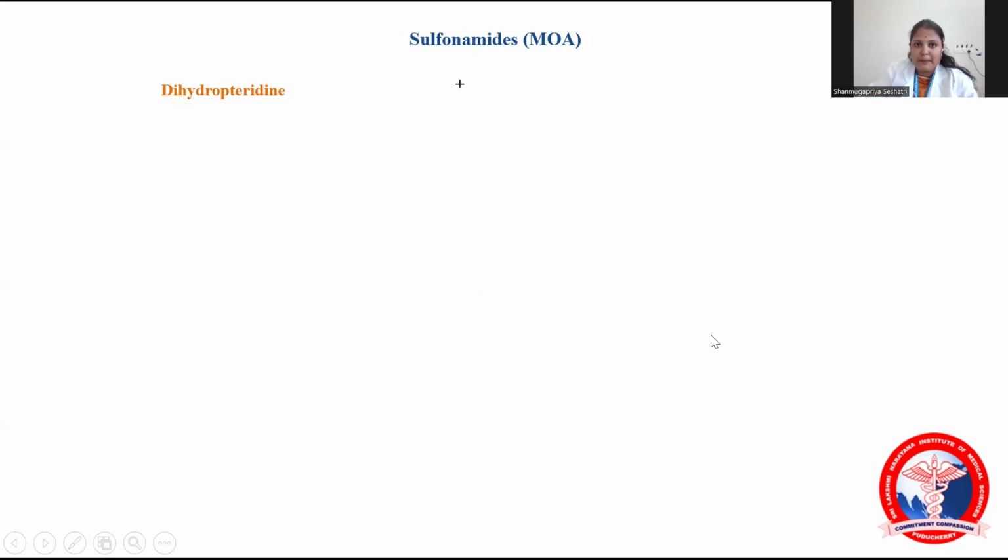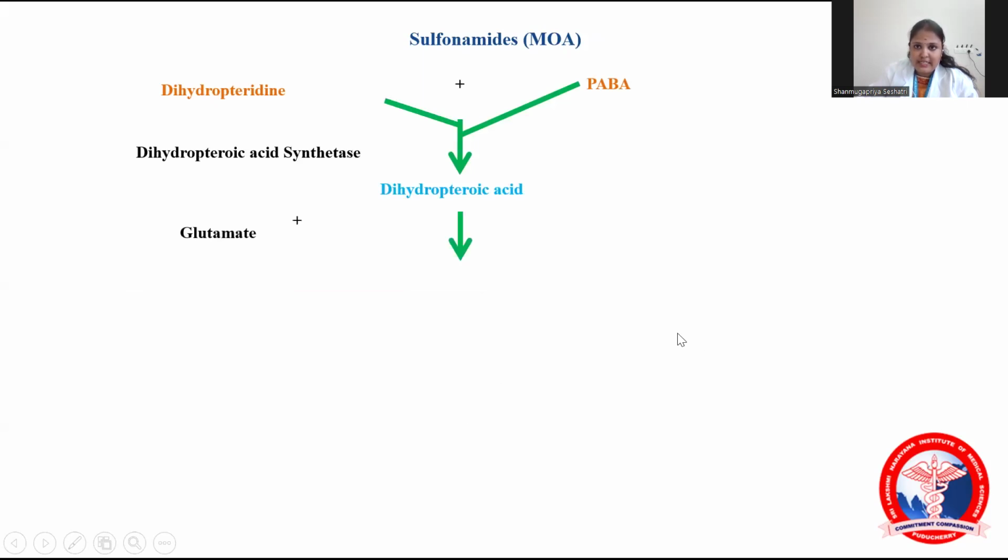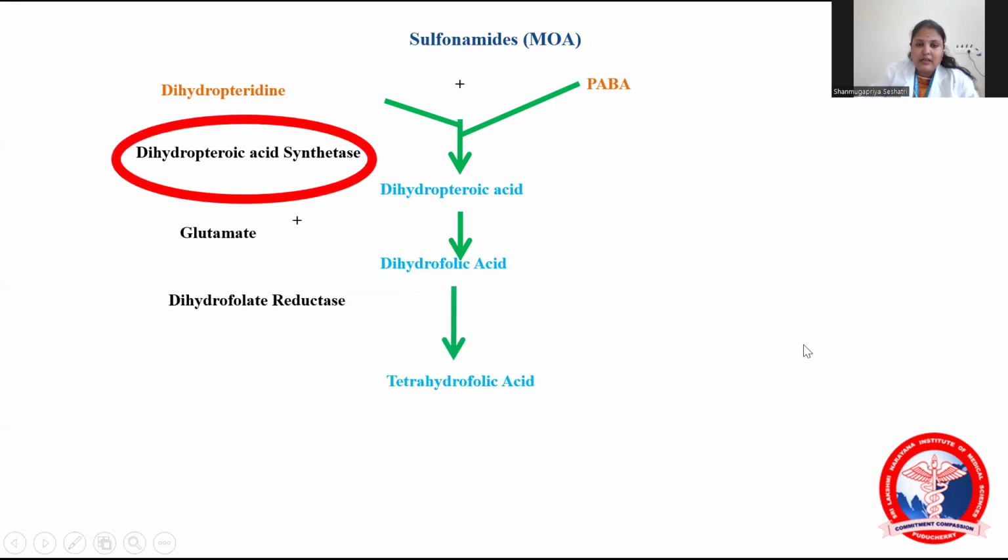So this is a pictorial or flowchart representation of the synthesis of folic acid from PABA and how the drug acts. See, from dihydropteridine, when combined with para-aminobenzoic acid, dihydropteroic acid is formed. Dihydropteroic acid gets converted to dihydrofolic acid with the help of the enzyme dihydropteroic acid synthase. Whereas dihydrofolic acid gets converted into tetrahydrofolic acid with the help of the enzyme dihydrofolate reductase.